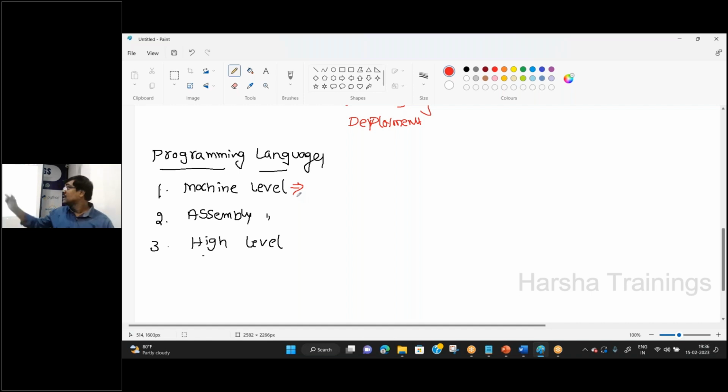Machine level language. The name specifies machine. Machine means computer. The language that is understandable by the machine is called machine level language. What is the machine level language? Everyone knows binary, that is zeros and ones. So my first point: a computer understands only zeros and ones. Other than zeros and ones, a computer does not understand anything. Clear?